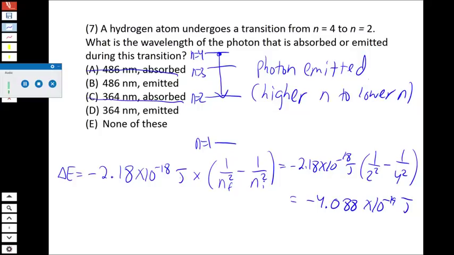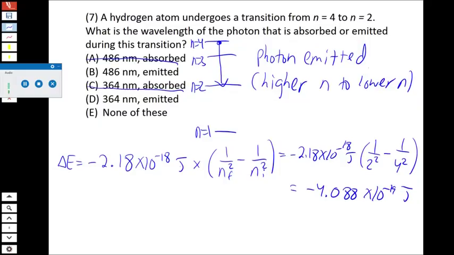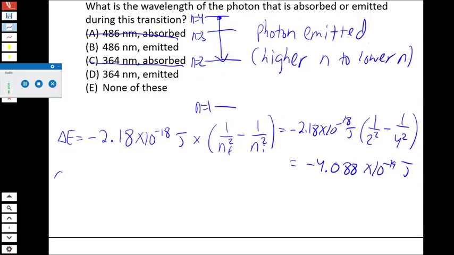Wavelength is always a positive number, so basically the energy of the photon is just equal to the absolute value of the change in energy. So if we have a negative delta E, that tells us that a photon is emitted. The energy of that photon is just that absolute value. You can never have a negative photon energy. But delta E itself, which is the difference between 2 levels, could be positive or negative.